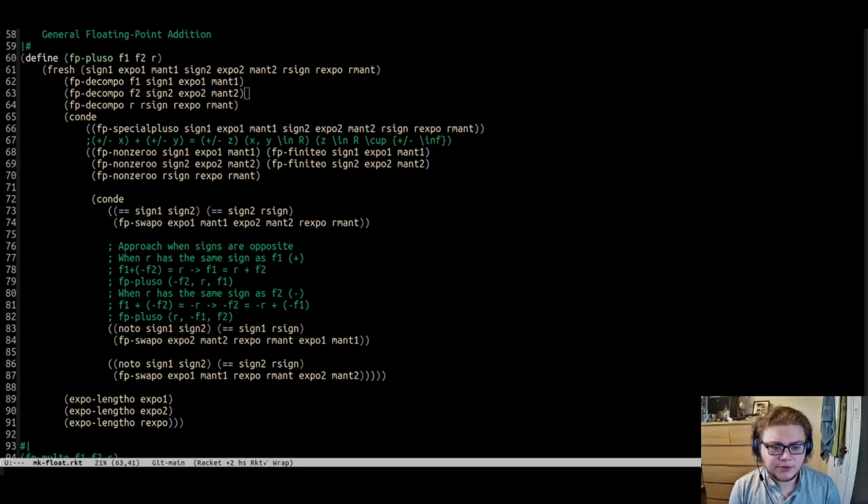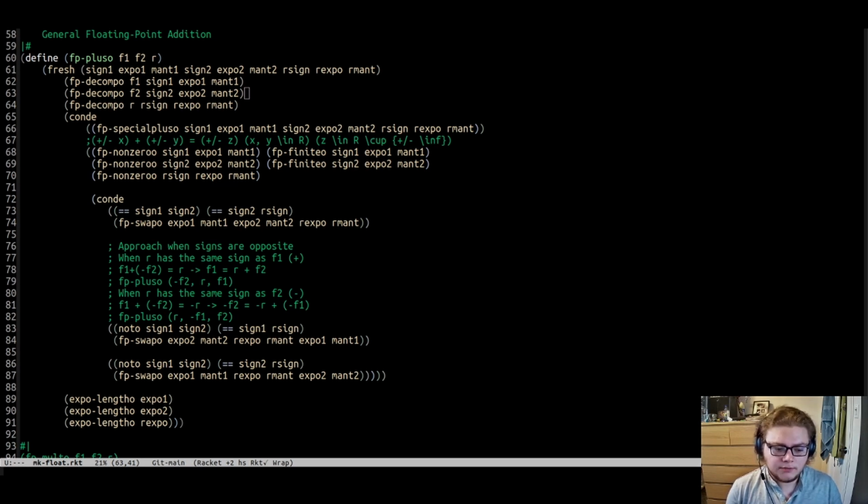The first thing we do is decompose our parameters, F1 and F2, our add-ins, and R, our sum, into their sign, exponent, and mantissa, respectively. Then we move on to separate it into two main cases: addition regarding 0 and infinity, and the more general case, which doesn't deal with 0 and infinity. In this case, we break it down into three main steps.